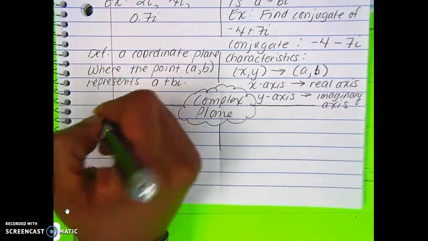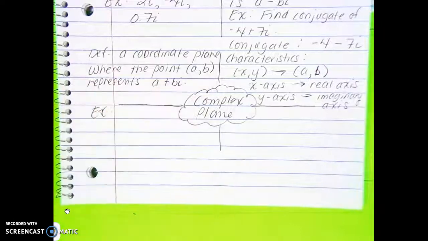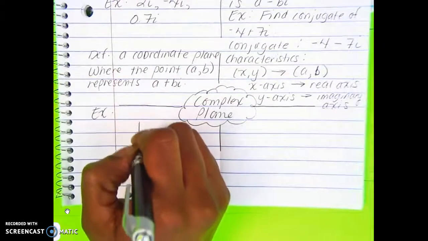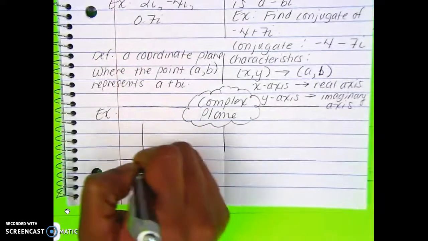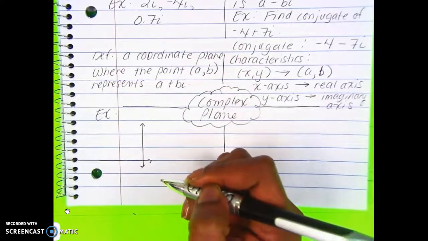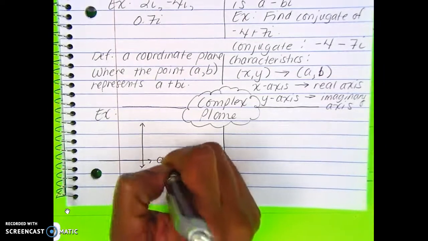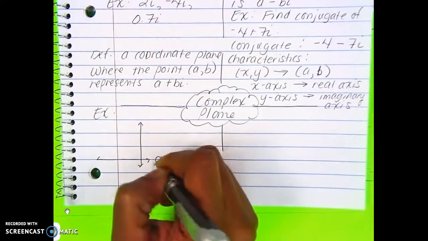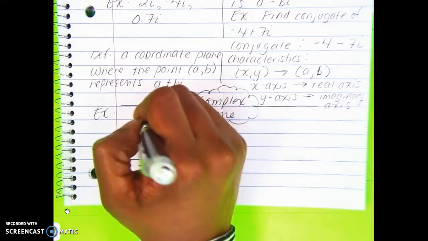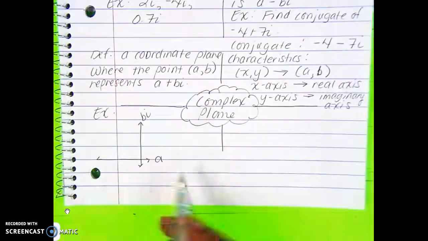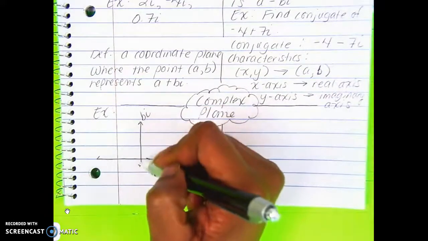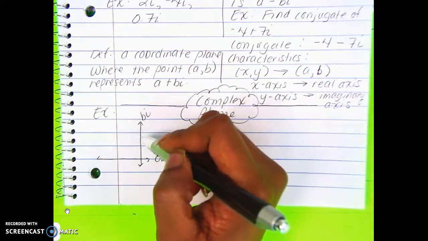For an example of this, I'm going to draw a complex plane. The x-axis is now the a. The horizontal line is your a-axis, and the vertical axis is now the b. So the x-axis is the a or the real axis, and the y-axis is now the imaginary axis.